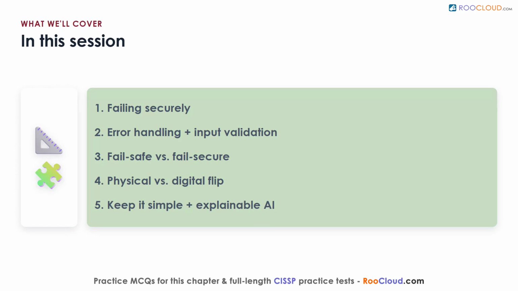We'll answer several questions. What does it mean to fail securely? How do you handle errors and bad input gracefully? What is the difference between fail-safe and fail-secure? How do those terms flip between the physical and digital worlds? Why does simplicity make a system easier to protect? And how does explainable AI extend that idea?